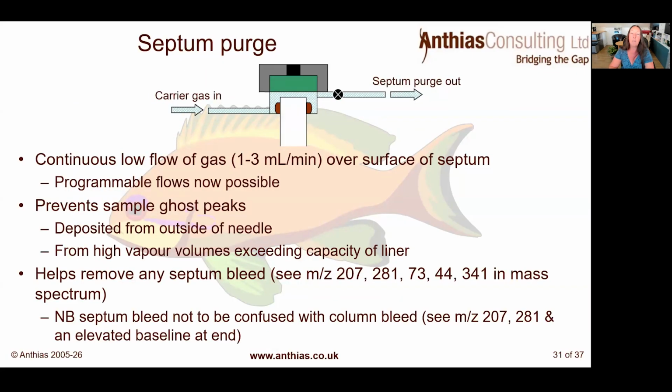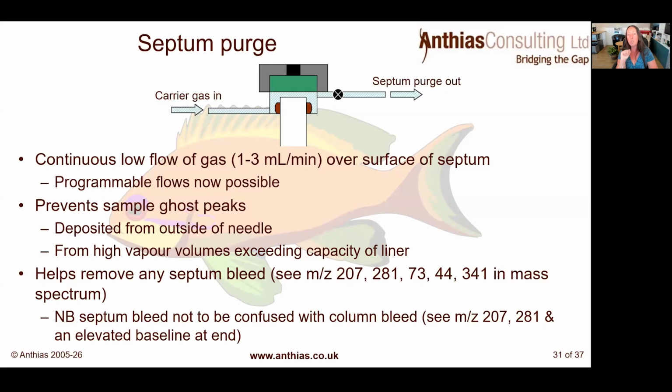So one of the sources of our ghost peaks is from our septum. If you imagine your needle goes into your sample, then it goes through your septum, which it really pushes its way through. So you can deposit sample which is on the outside of that needle into our septum. We also get solvent going there as well, and the solvent can eat away at that septum and produce lots of extra peaks as well.